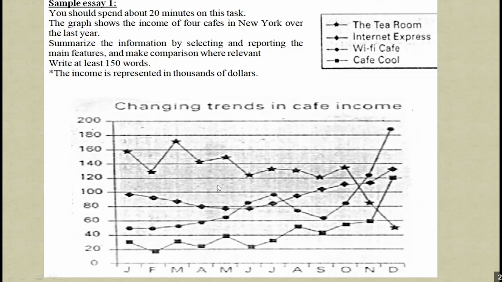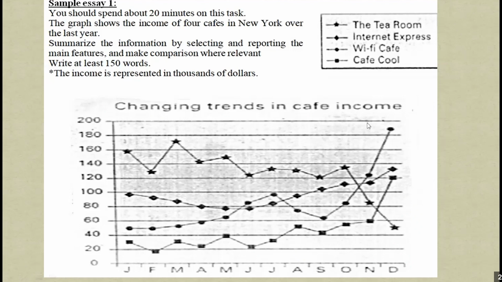One for the downward trend, which is just 1 cafe, and one for the upward trend, which is 3 cafes. You may ask me, is that correct? Can I classify them into 2 groups which don't have equal numbers? 3 in one group and 1 in one group? Yes, that's very acceptable in task 1, no problems. You're gonna have 1 short paragraph for this cafe and 1 long paragraph in which you describe the other 3 cafes. That's acceptable, no problems.